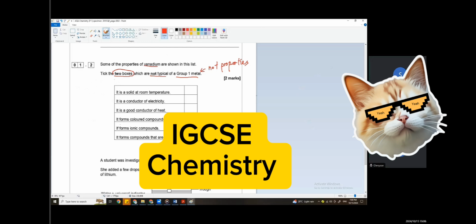So these two are not the properties of group 1, because forming colored compounds and functioning as a catalyst are not properties of group 1, but they are properties of what group? Transition. Yes, the transition metal, not group 1.